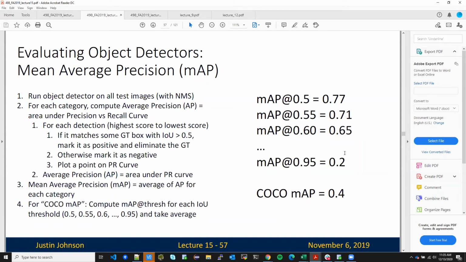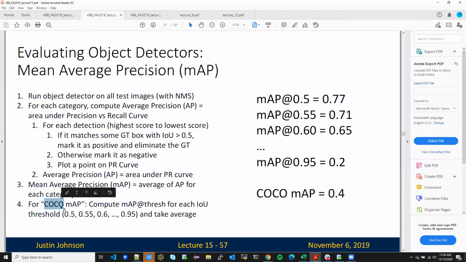That's the COCO map, though, right? Because map is just the mean precision at a given IOU of all the classes. And COCO map is yet another average of MAP applied across IOUs. Right. Yeah, that's true. So that's how COCO is a famous data set.